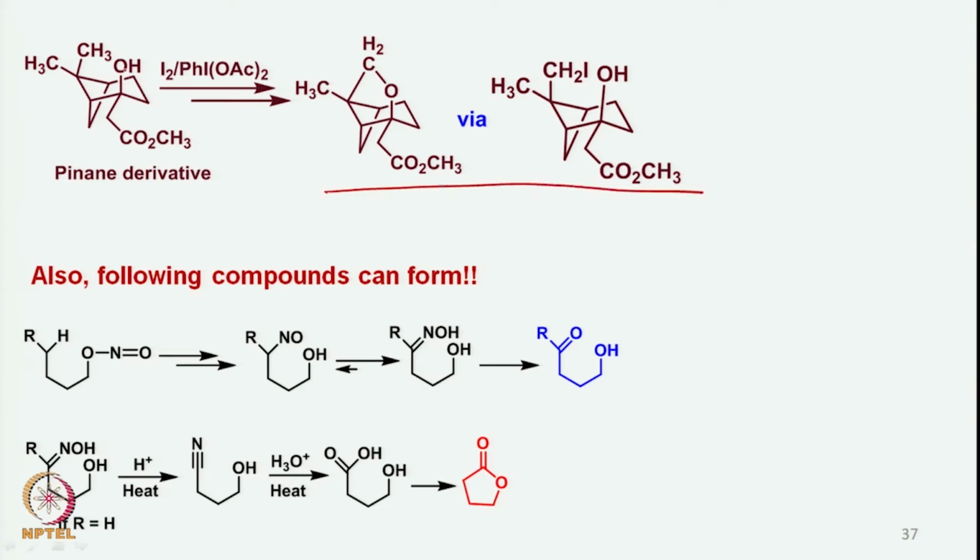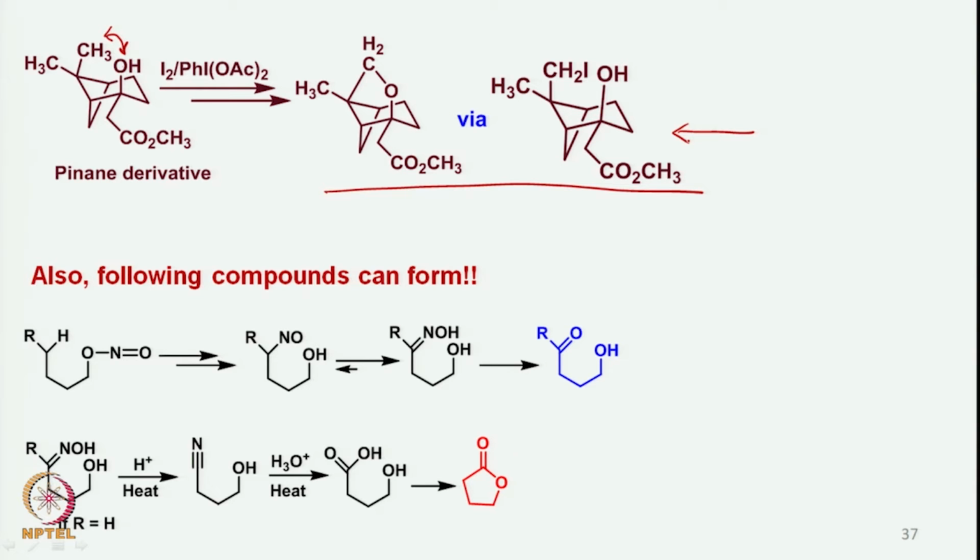As you can see from here, there is a proximity of the two particular centers. You have O, 1, 2, 3, 4, 5, 6. So, you have a 6-member transition state that can form. The iodine and PhI(OAc)2, that is phenyl iododiacetate, gives I plus, and this I plus allows the OH to form OI, and that undergoes cleavage. We will discuss this particular part a little bit later.